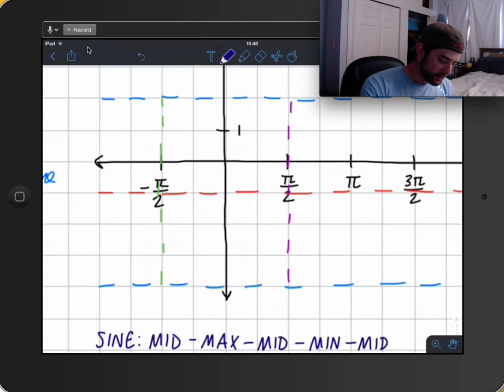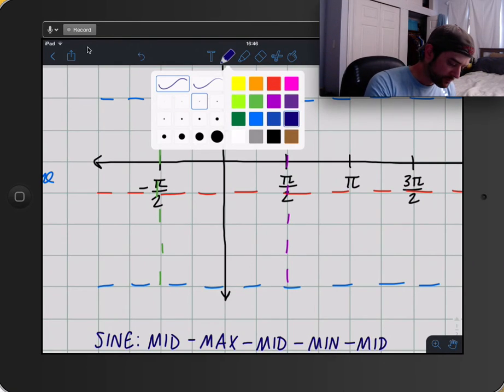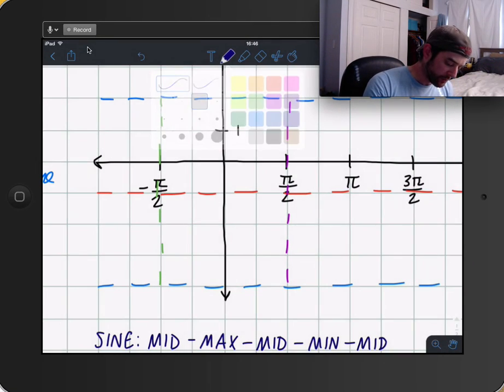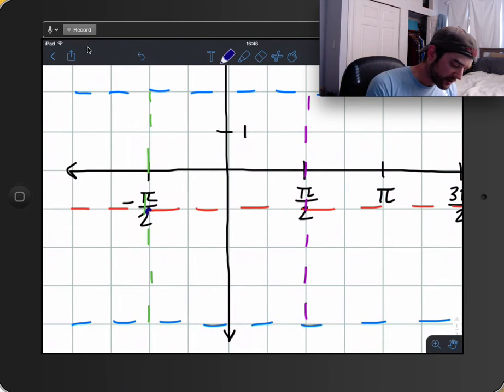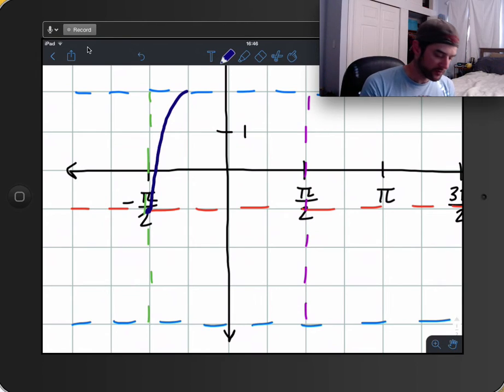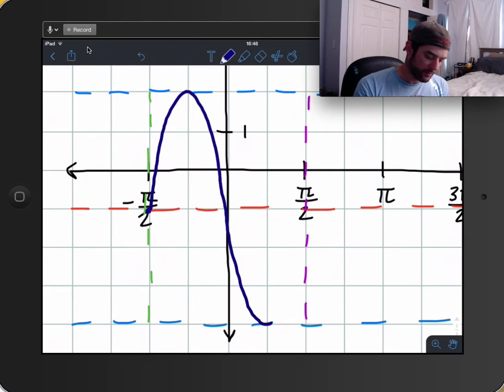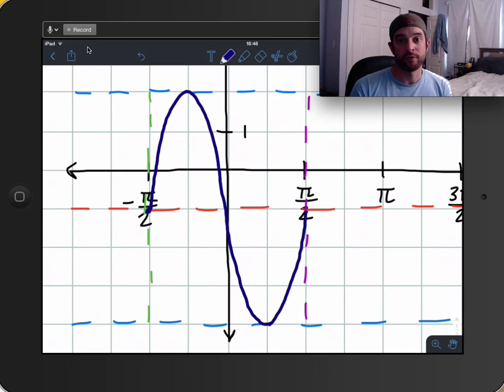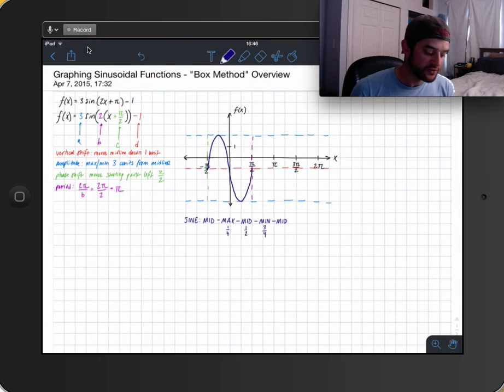So I'm going to make the graph a little thicker in this example. I know I'm starting at my midline. 1/4 of the way through, I'm at my max. Halfway through, I'm at my midline. 3/4 of the way through, I'm at my minimum. And you end at the midline before it repeats again. And that's one full period of f of x equals 3 sine of 2x plus pi minus 1.